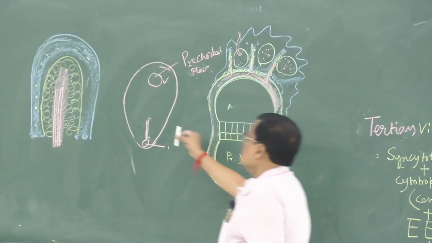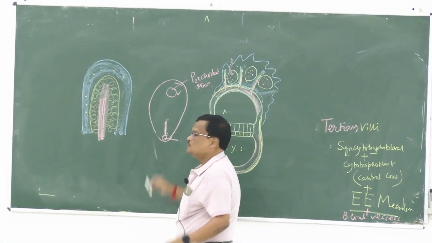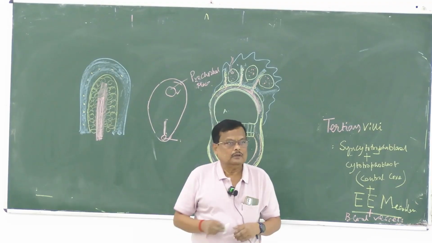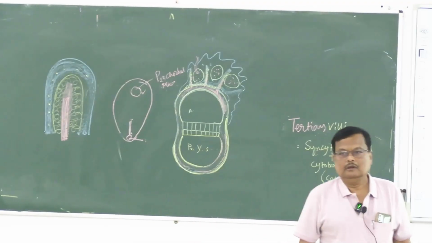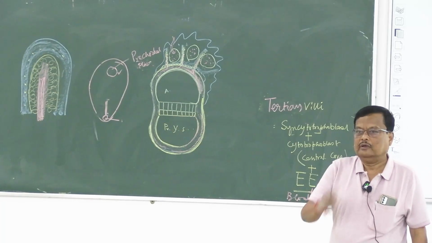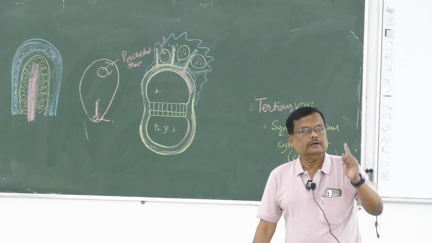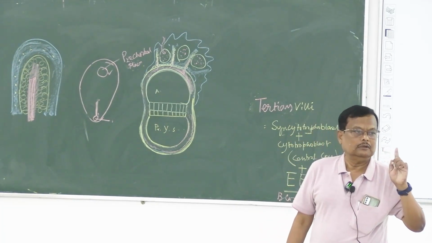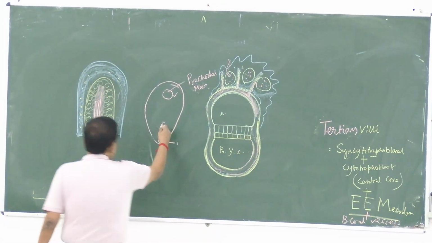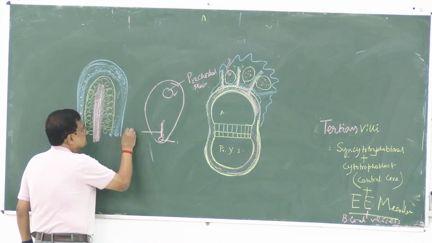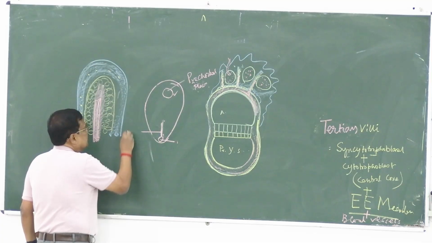This part is epiblast cell, thickened, specialized, and we call it the primitive streak. Primitive streak. When does it appear? Day 15. Which side has it appeared? Towards the tail end. Primitive streak.